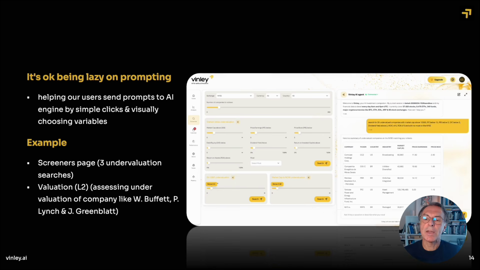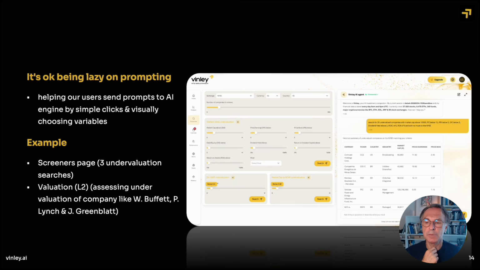So one of the things that we have added to Vinley.ai is, and I'm saying this very respectfully, and I'm saying this for me because, writing prompts is nice, but sometimes I'm lazy. I just want to have the results of something. So what you will see in the user interface, and this is spread across the whole user interface of Vinley.ai, you're going to be having prompts that you can throw at the AI engine without having to write them.